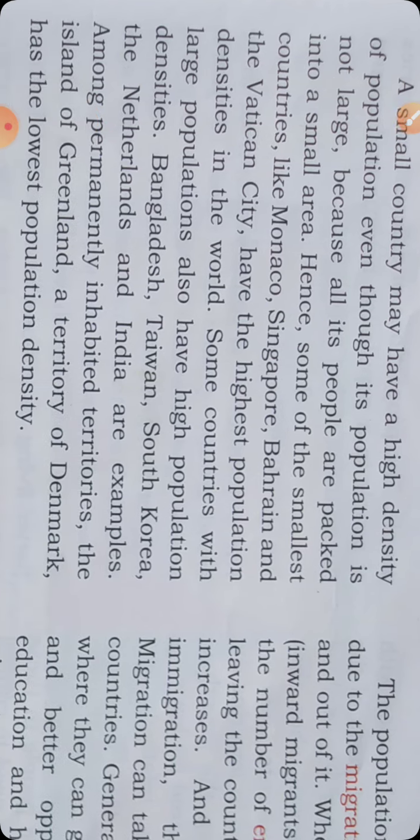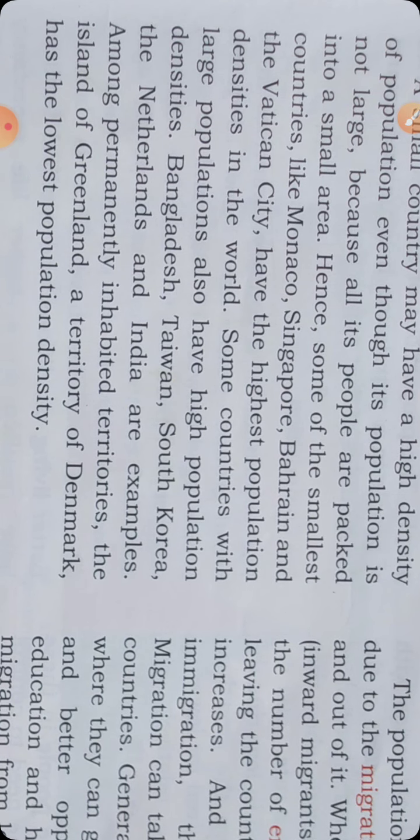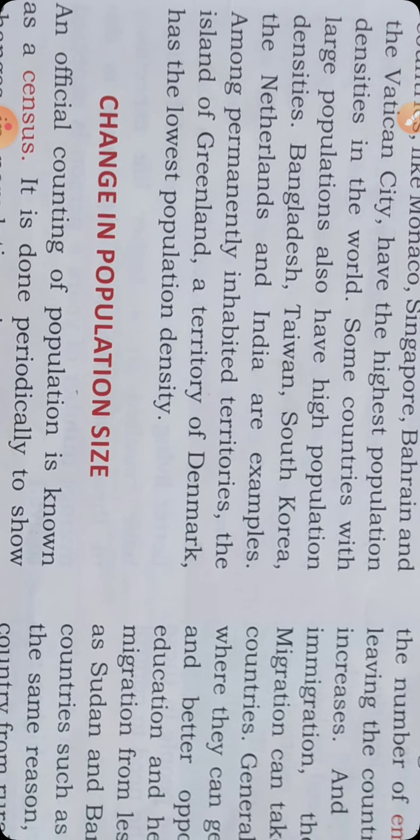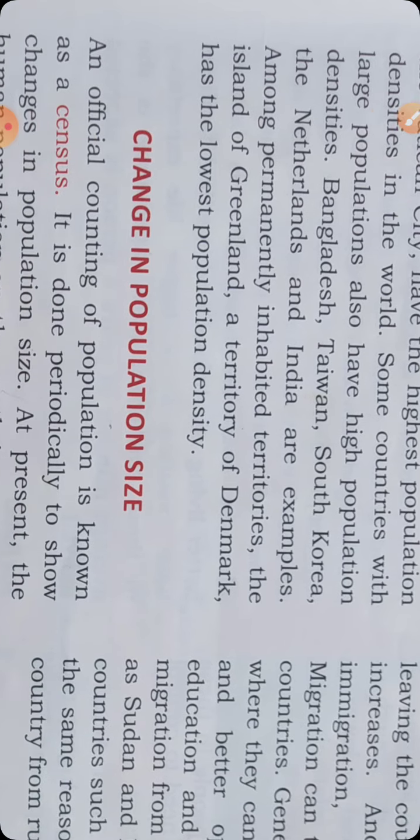A small country may have a high density of population even though its population is not large, because all its people are packed into a small area. Hence, some of the smallest countries like Monaco, Singapore, Bahrain, and the Vatican City have the highest population density in the world. Some countries with large populations also have high population densities. Bangladesh, Taiwan, South Korea, the Netherlands, and India are examples. Among permanently inhabited territories, the island of Greenland, a territory of Denmark, has the lowest population density. So this is the distribution of population we have seen.